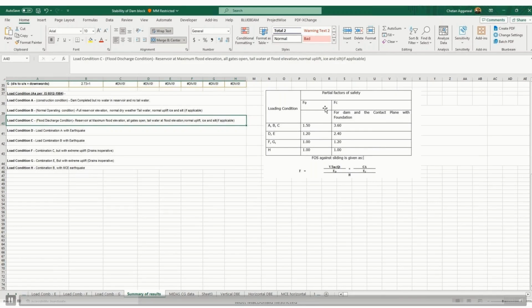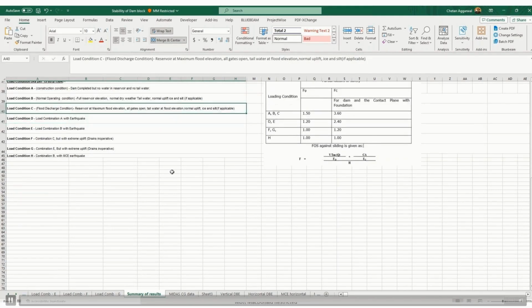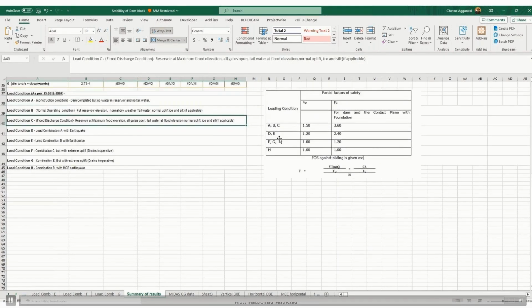Various factors of safety for the internal angle of friction have been provided in IS 6512. Similar criteria are in Engineering Manual 2200. You can check that and modify your sheet if you're performing your analysis as per that code or any other code. I'm using this code.